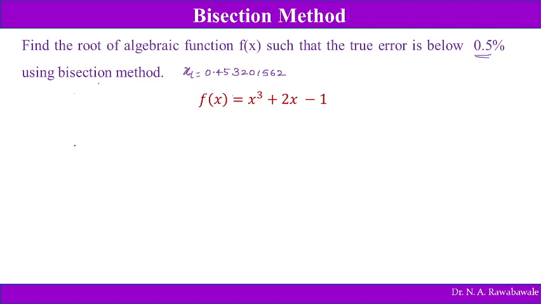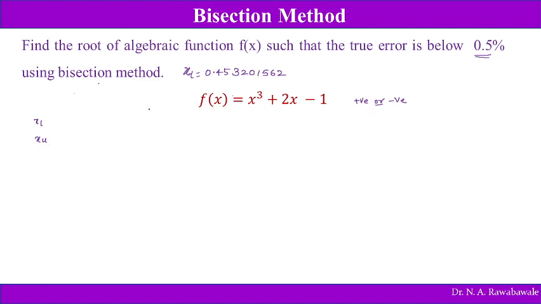First of all we have to find the lower and upper approximations XL and XU. We have to assume XL and XU in such a way that if we substitute them, the function may lead to a positive or negative value. If we substitute XL in this equation and it yields positive, then we have to take another value XU in such a way that the function value will be negative.